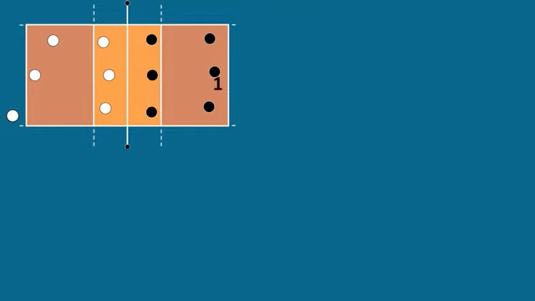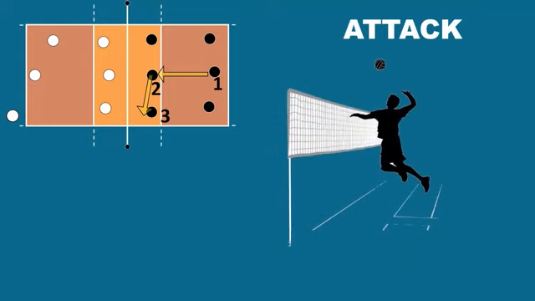So the first one is pass, where you try to hit the ball in the center, and the second one is where you set the ball near the net. And the third shot is known as attack. Attack is basically where the player uses their palm to slam the ball.